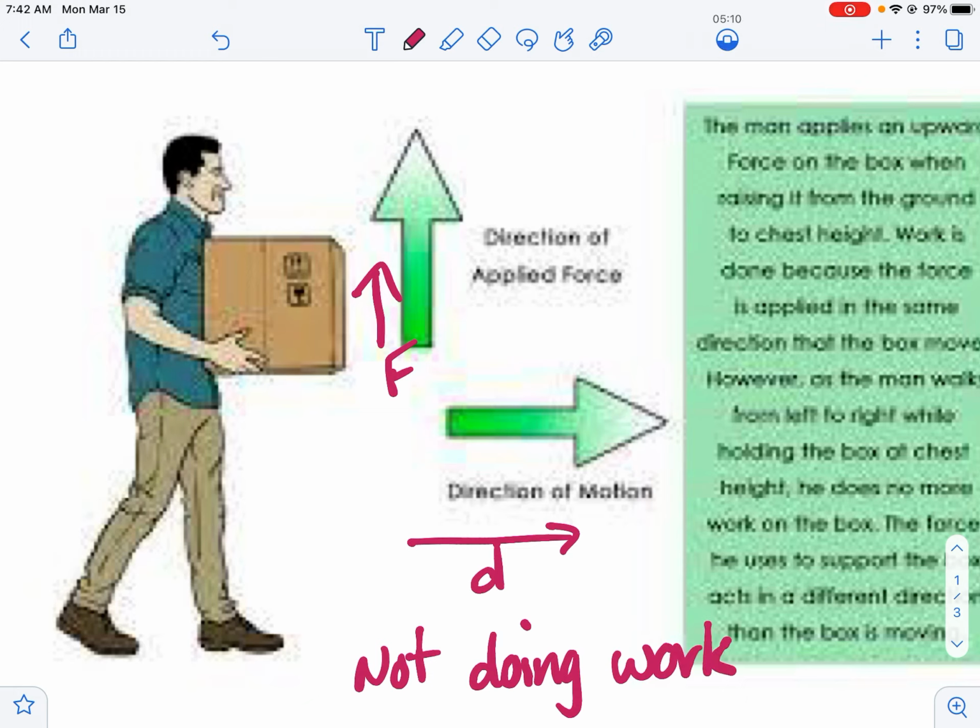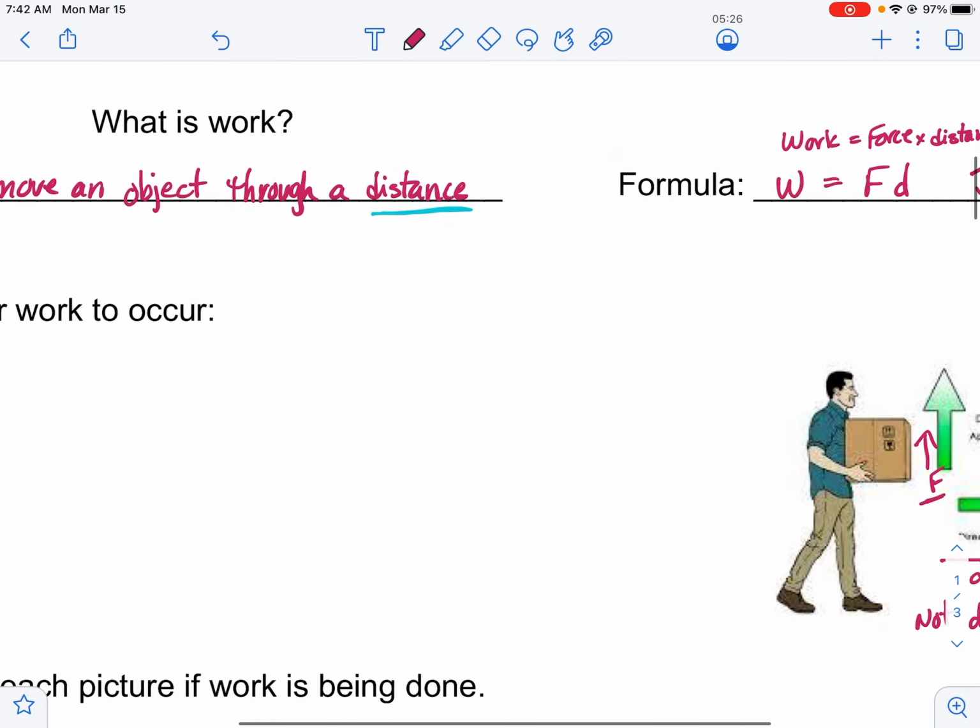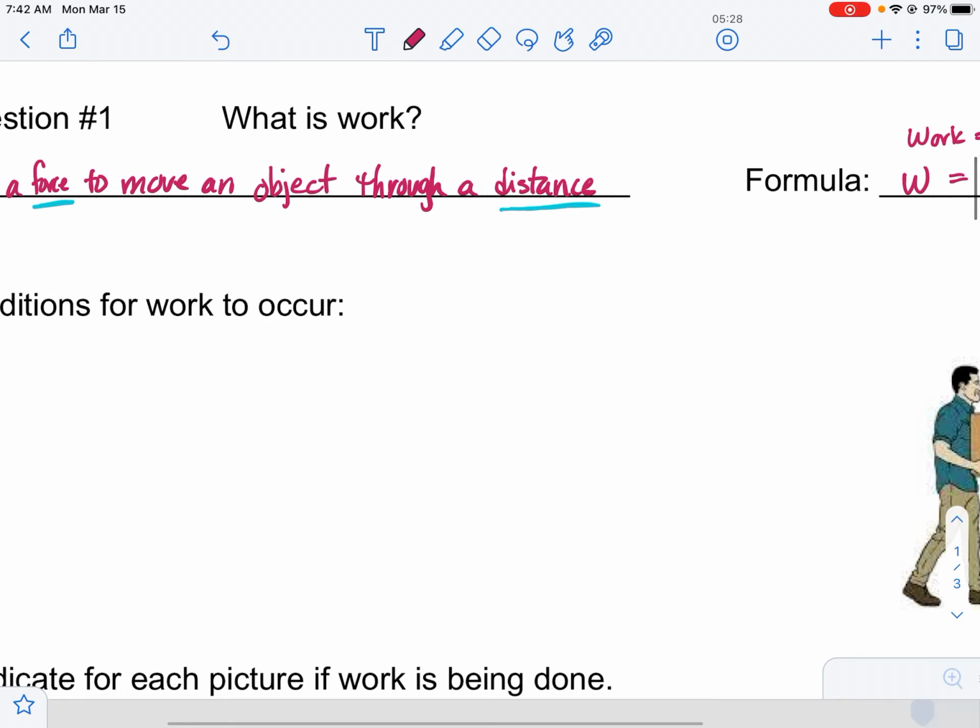Now that's a little bit tricky because depending on how heavy the box is, his arms might be getting tired, or how far he's walked, his legs might be getting tired. But he's not doing any work in the sense of physics because the force and the distance are in two different directions. So let's go ahead and put that over here.